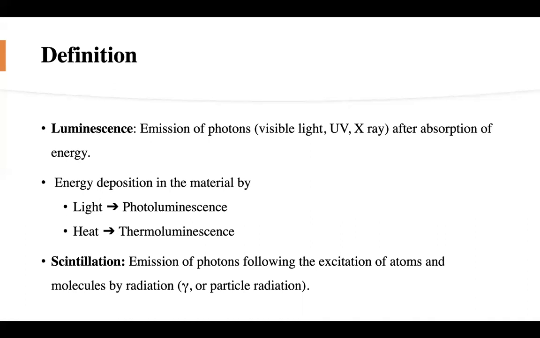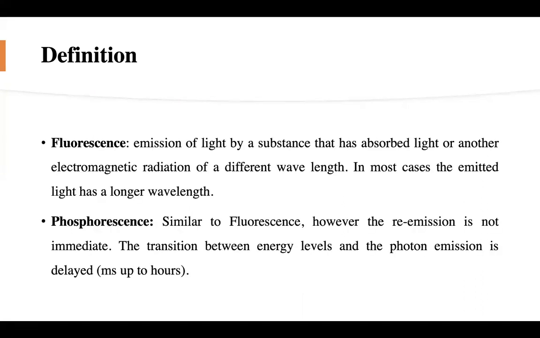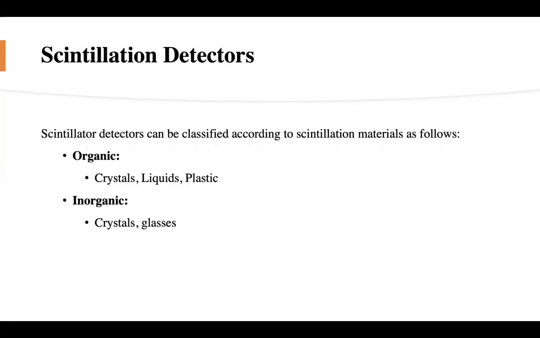Scintillation is the emission of photons following the excitation of atoms by radiation, such as gamma, alpha particles, beta particles or neutrons. Fluorescence is the emission of light by a substance that absorbed light or another electromagnetic radiation of different wavelengths. In most cases, the emitted light has a longer wavelength. And phosphorescence is the same as fluorescence, but it is emitted directly after the absorption of light.